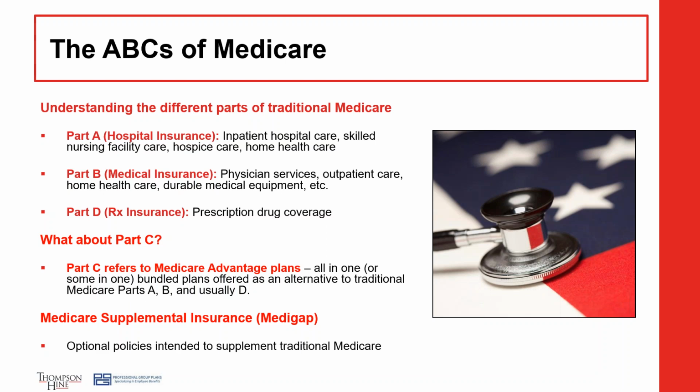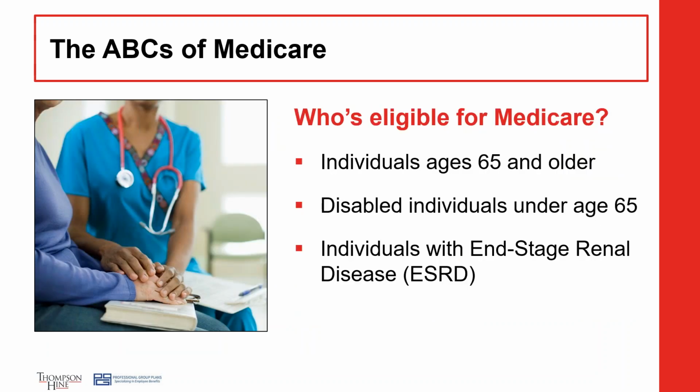Part B is medical insurance that an individual must affirmatively elect. This involves coverage for physician services, outpatient care, home health care, durable medical equipment, and similar items. Part D also must be affirmatively elected by an individual, and that's prescription drug insurance. Part C refers to Medicare Advantage plans, which are generally all-in-one or some-in-one bundled plans that are offered as an alternative to traditional Parts A, B, and usually D. And then there's what's called Medicare Supplemental Insurance or Medigap insurance, which are optional policies that may be purchased by an individual intended to supplement traditional Medicare.